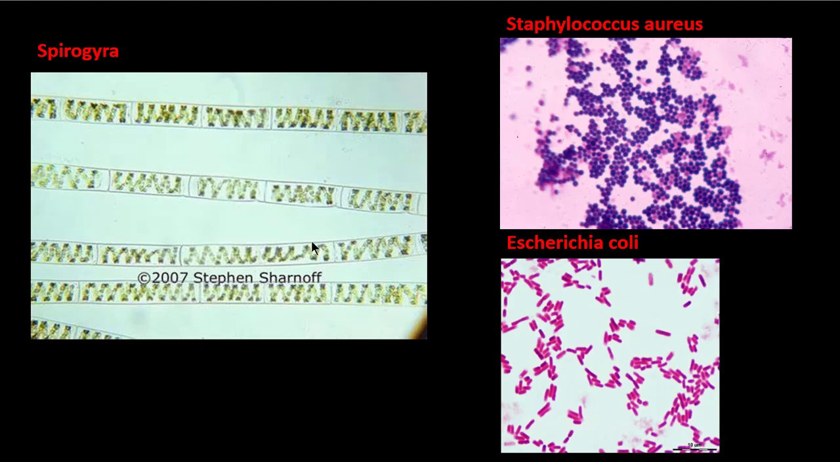Here on the left, we see an example of a photosynthetic bacterium, Spirogyra, and these are the pictures on the right here of our potential pathogens, aureus and E. coli.